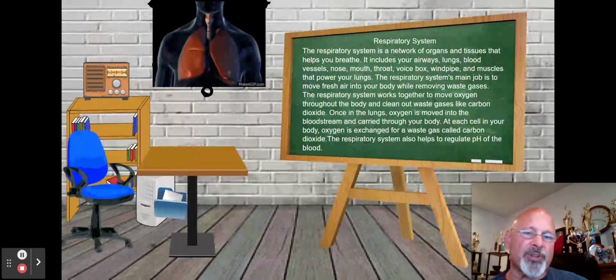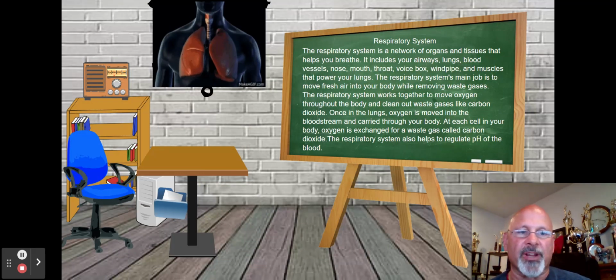We now want to look at the respiratory system. The respiratory system is a network of organs and tissues that helps you breathe. It includes your airways, lungs, blood vessels, nose, mouth, throat, voice box, windpipe, and muscles that power your lung. The respiratory system's main job is to move fresh air into your body while removing waste gases. The respiratory system works together to move oxygen throughout the body, clean out waste gas like carbon dioxide. Once in the lungs, oxygen is moved into the bloodstream and is carried through your body. At each cell in your body, oxygen is exchanged for waste gases called carbon dioxide. The respiratory system also helps regulate the pH of the blood.